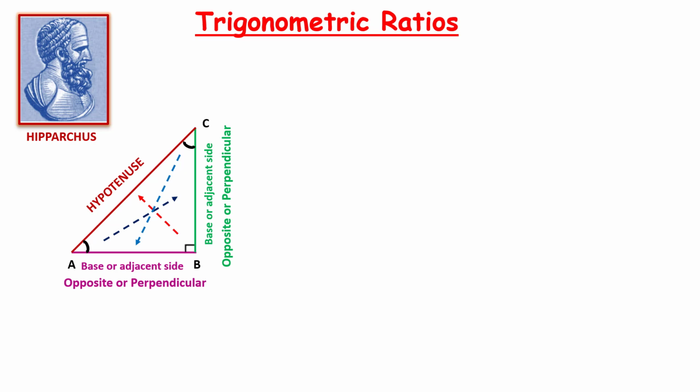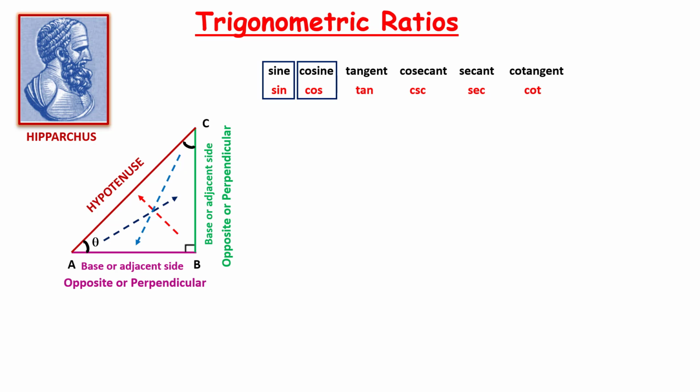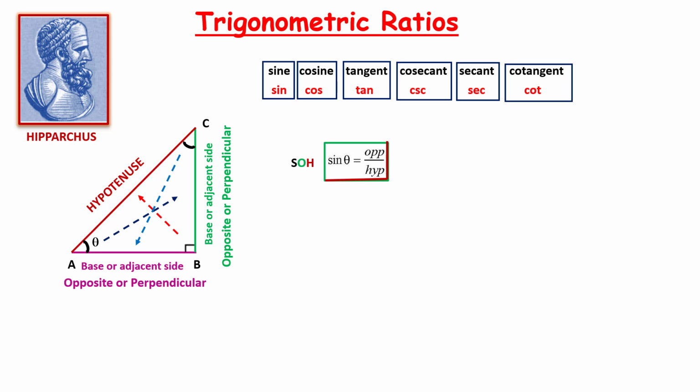There are 6 trigonometric ratios used in finding a certain angle theta of a triangle. Don't worry about theta, it is just a Greek alphabet used to denote the unknown measure of an angle. The 6 trigonometric ratios are sine, cosine, tangent, cosecant, secant and cotangent, abbreviated as sin, cos, tan, cosec, sec and cot respectively.